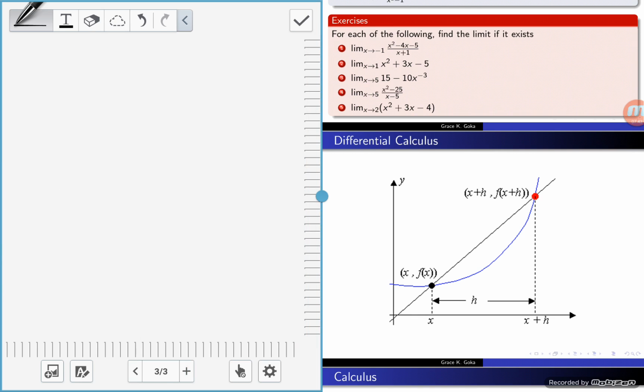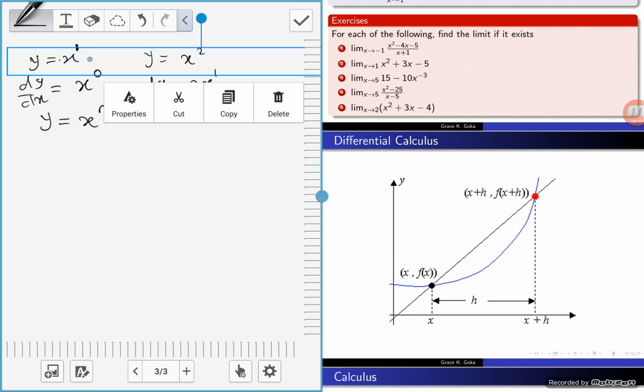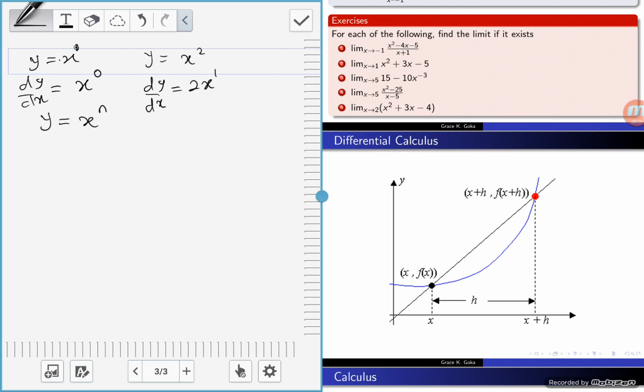Okay, so what have we seen so far? What we've seen is when y is equal to x, dy/dx is equal to x to the power 0. When y is equal to x squared, dy/dx is equal to 2x to the power 1. So what have we been seeing so far? We've seen that when y is equal to x to the power n, the index in here, over here, is 1. So to find the derivative, multiply the index by the x. So we have 1 times x, which is x, subtract 1 from the index. So we have 1 minus 1, and 0, and that gives us the derivative of y.